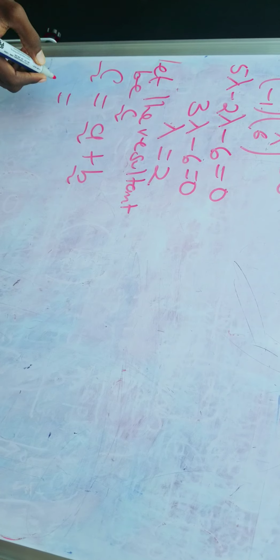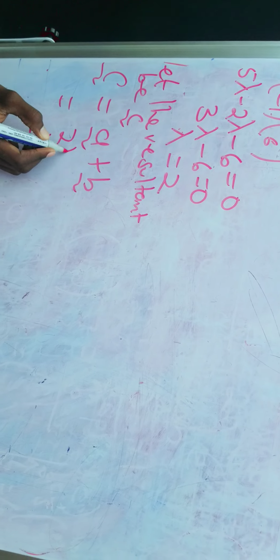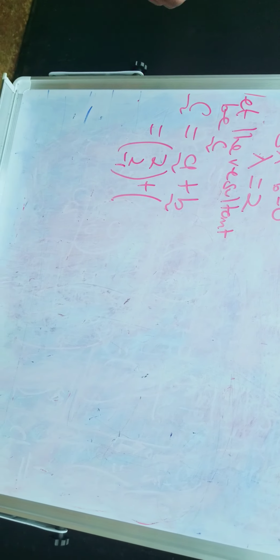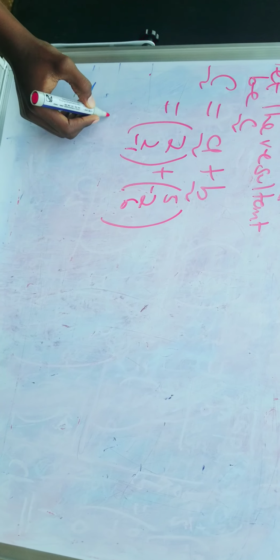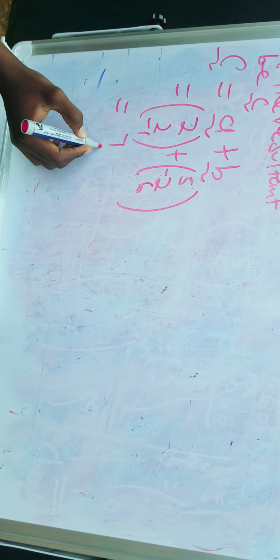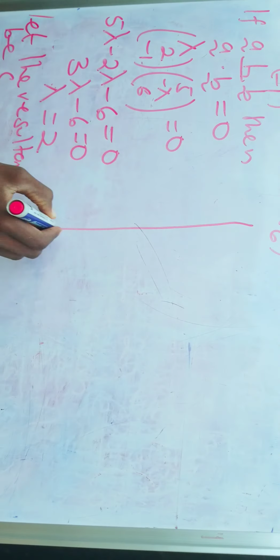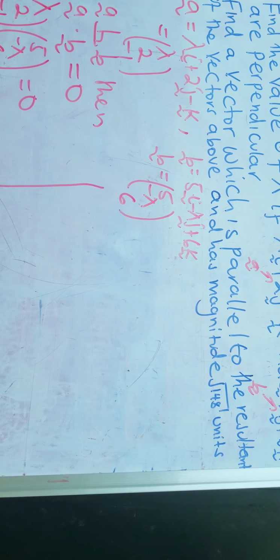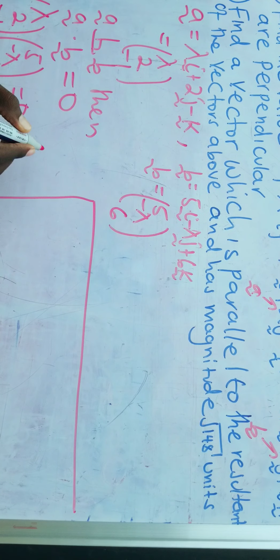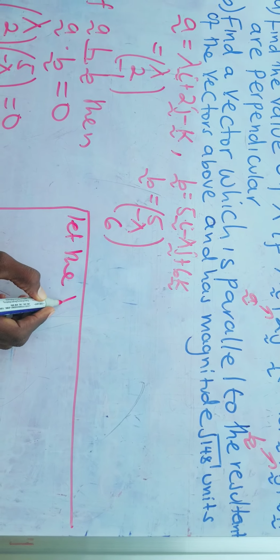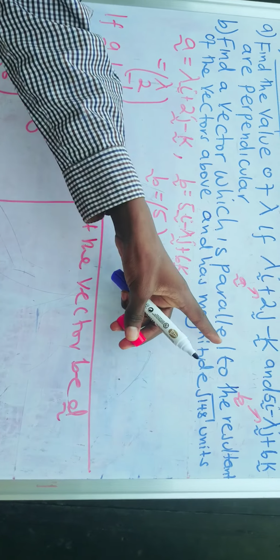We shall have the resultant of these two. A is (lambda, 2, negative 1), but our lambda is 2, plus our B, which we have as (5, negative lambda, 6), which will be (5, negative 2, 6). We end up having the resultant as (7, 0, 5). So that is it. We are now going ahead to look for a vector which is parallel to the resultant of the vectors above. Let this vector be D.